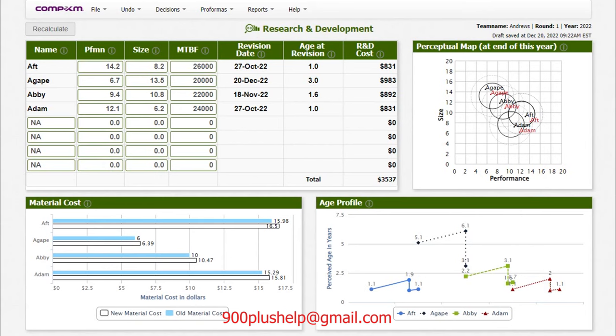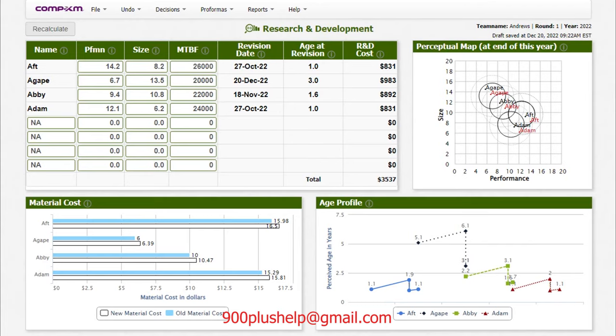Another thing that you need to check while making the research and development decision is the perceptual map. You need to make sure that each product is within the boundary of each market segment. If the product moves outside each circle for a specific market segment, we are not going to sell the required number or the adequate number to make a profit.